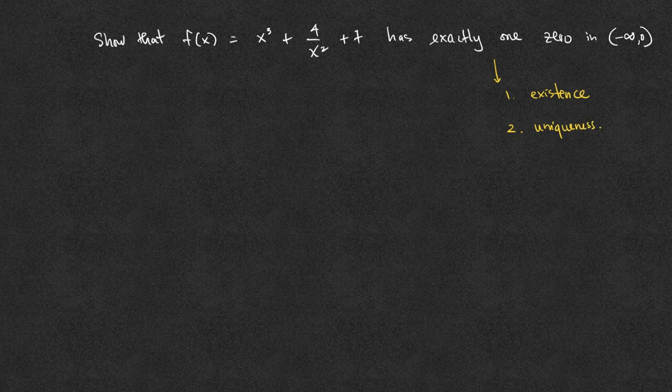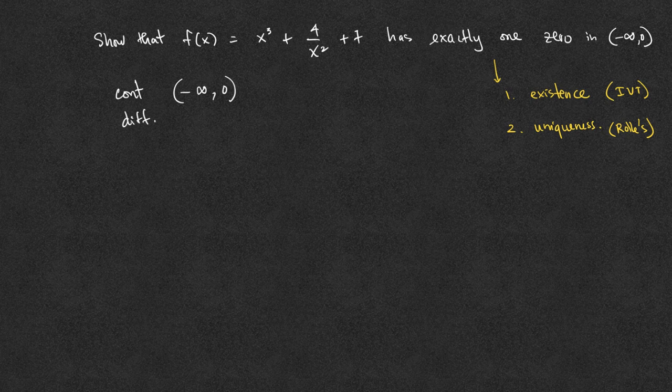To show that there exists one, we will use the intermediate value theorem, and to show that the solution is unique, we would use Rolle's theorem. To use the intermediate value theorem, we first notice that this function is continuous on the interval negative infinity to 0. As of now, it is not continuous at x equals 0, but 0 is not in this domain. And so it is continuous on the interval negative infinity to 0, and it is also differentiable. But we only need continuity for the intermediate value theorem.